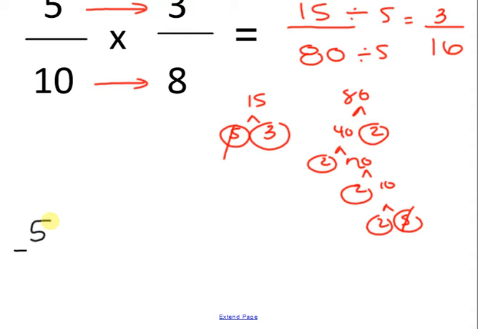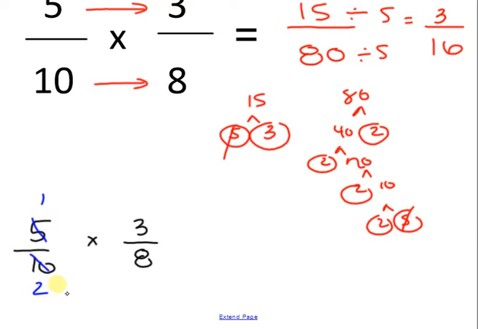So I have 5 over 10 times 3 over 8. Okay, I use blue this time. So first I check my fractions. So here I have 5 over 10. Can I simplify that any? Yes, I can. 5 over 10 is 1/2. So I change that to 1, and I change that to 2.